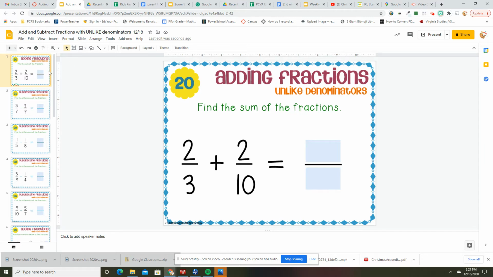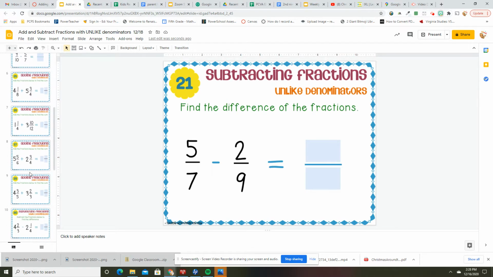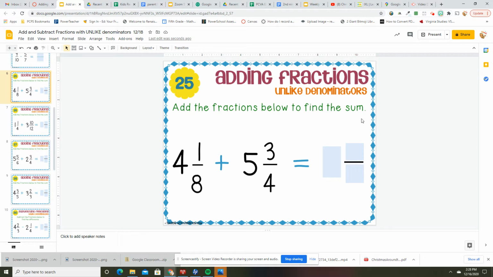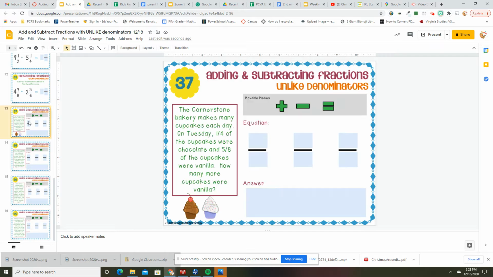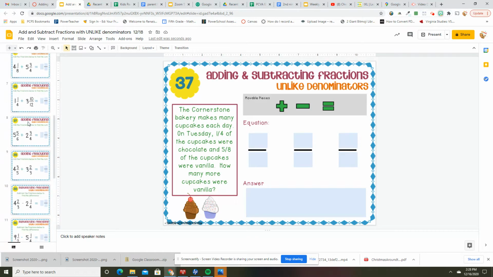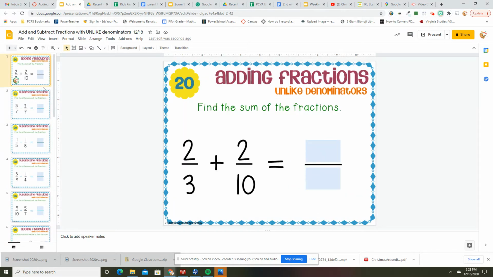So slide 20, which is our number 1, is just a regular fraction problem with unlike denominators. But then when you go up to 25, we have our whole numbers, which makes them mixed numbers. And it's the same thing. You're just going to type them in like that. Then I have 4 problems down here. So what I'm going to do is do one from each of the different types of problems that you have today. So we're going to work on this one first.